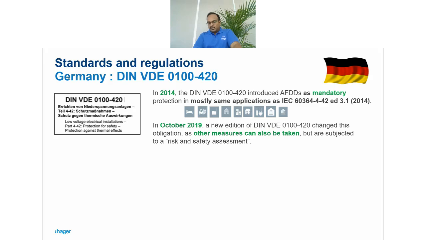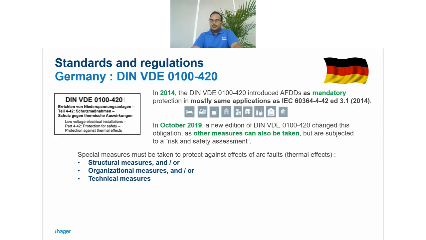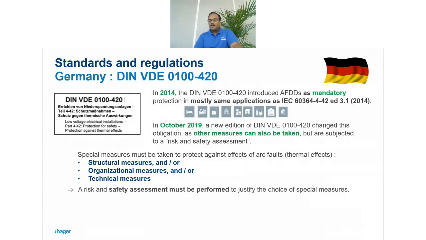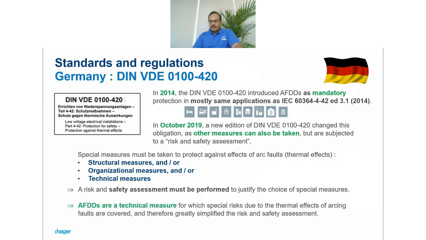So the electrical solutions can come from 3 angles, so they expanded it further. They said to avoid it, we need to take 3 measures. You can see structural measures can be taken, organizational measures can be taken, or technical measures. The technical measures are the ones where AFDD comes into the picture. But Germany went one step ahead.